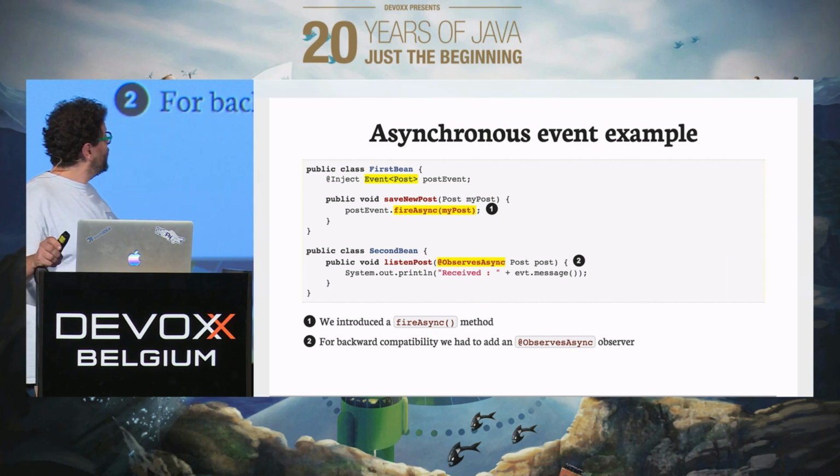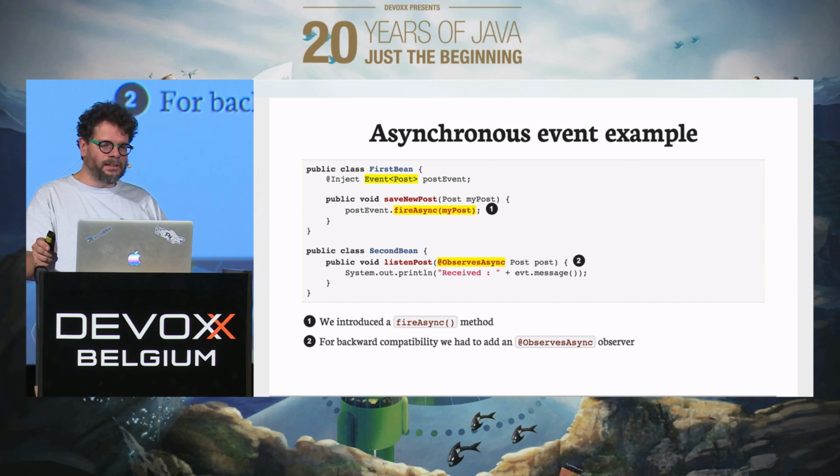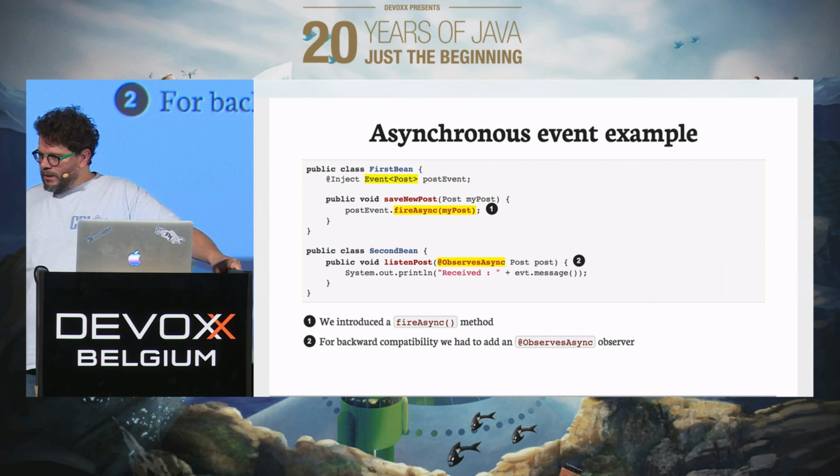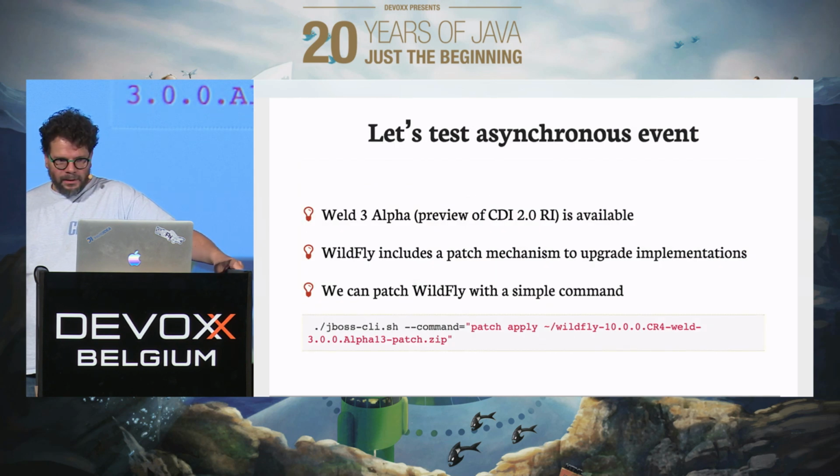So here, it's quite the same as the previous example I showed, but we added the fireAsync method to the event interface. And for backward compatibility reasons, we have to add the ObservesAsync annotation. So we can easily change our code to fire and observe an event in an asynchronous way. So I think we have everything we need to test an asynchronous event, Antonio.